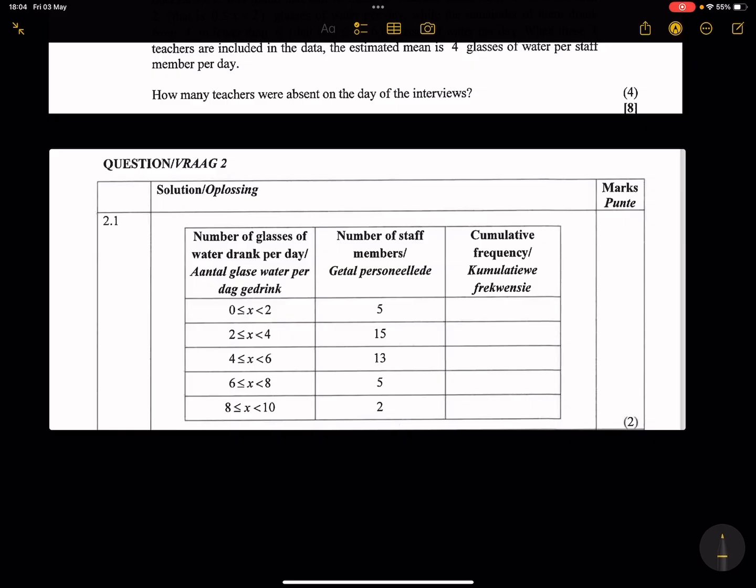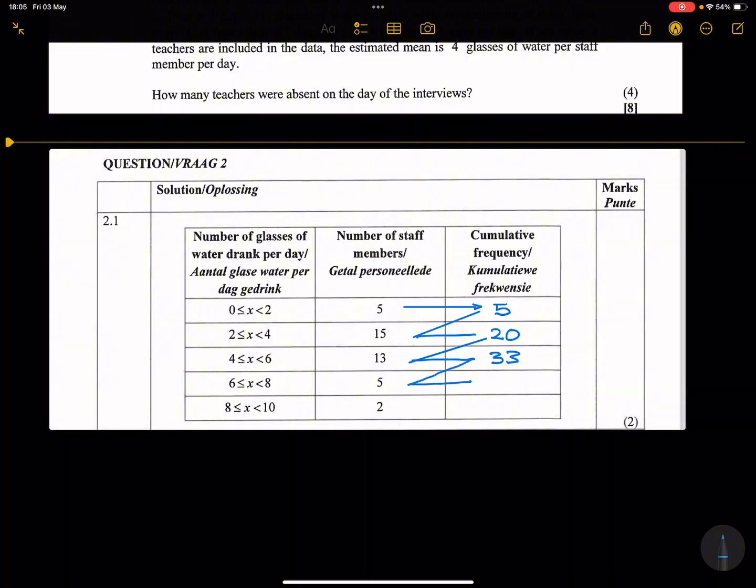Right, so I'm going to just take that color there. So between 0 to 2, we've got 5. Okay, so it's that answer there. Right, now to get the next answer, it's going to be 5 plus 15. I get 20. Right, 20 plus 13 gives me 33. Right, 33 plus 5 gives me 38, and 38 plus 2 gives us 40. So it's a total of 40 people that were interviewed.